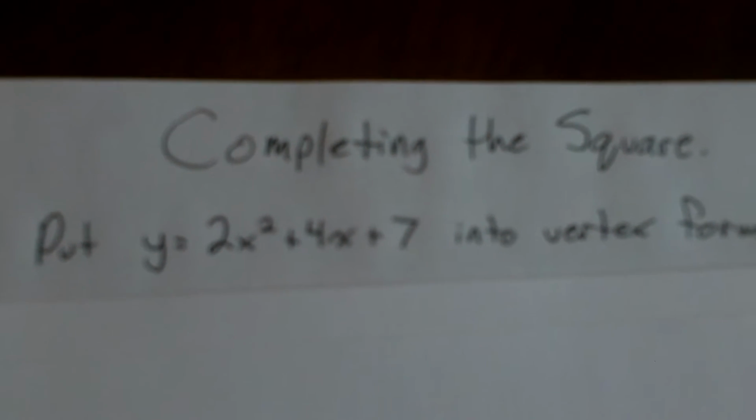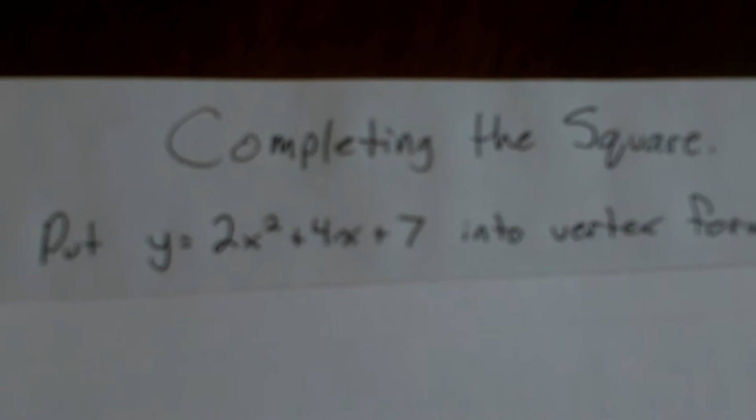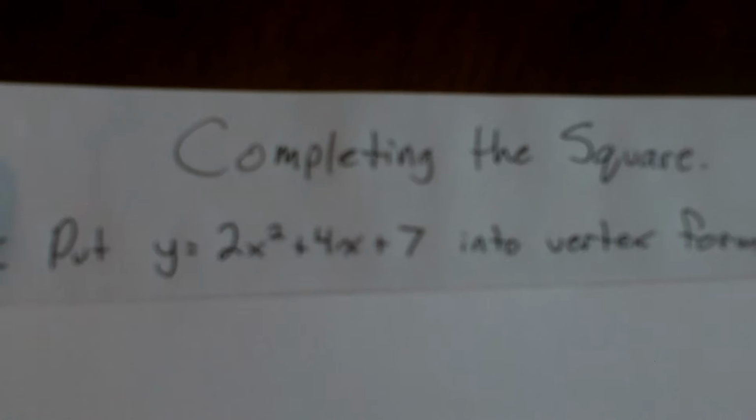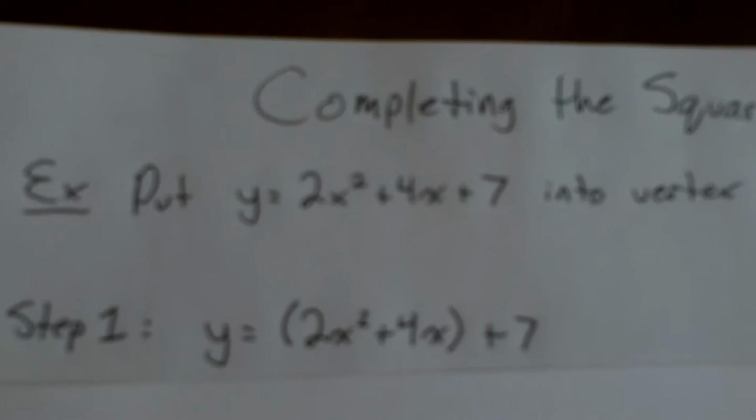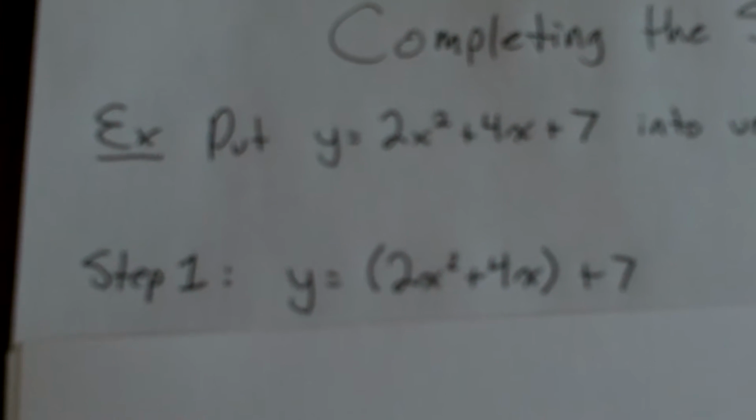Alright, here's an example of completing the square. The question is: put y equals 2x squared plus 4x plus 7 into vertex form. Now the first step is to create our prison. What that actually means is put brackets around the x squared and the x term, because this is what we're going to work with.